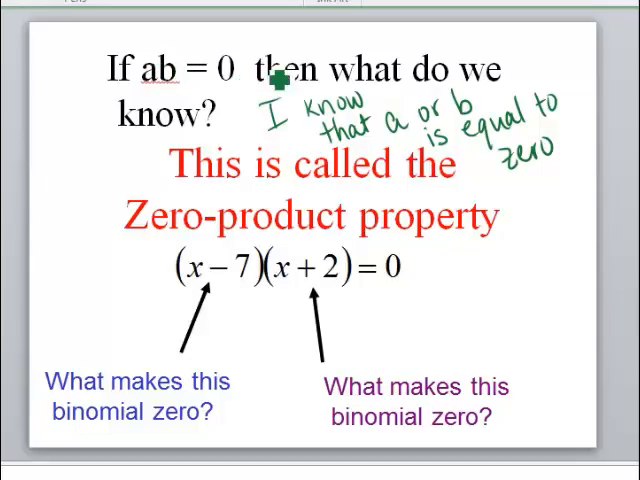So what we're going to be doing when we use the zero product property is asking, what makes this binomial 0? The answer to that is when x is 7. What makes this binomial 0? The answer to that is x equals -2. -2 plus 0, or -2 plus 2 is 0. The same as 7 minus 7. That is also 0.